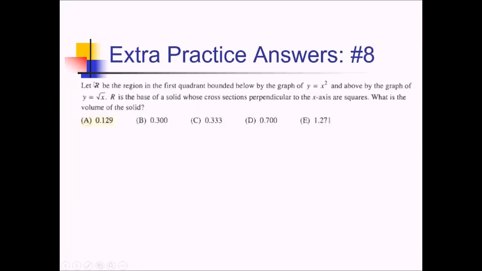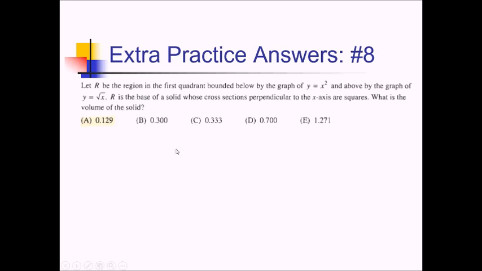For this problem, we're told R is the region in the first quadrant bounded by y equals x squared below and above by y equals radical x. And then this is actually the base of a solid whose cross-sections perpendicular to the x-axis are squares. We want the volume of that solid.